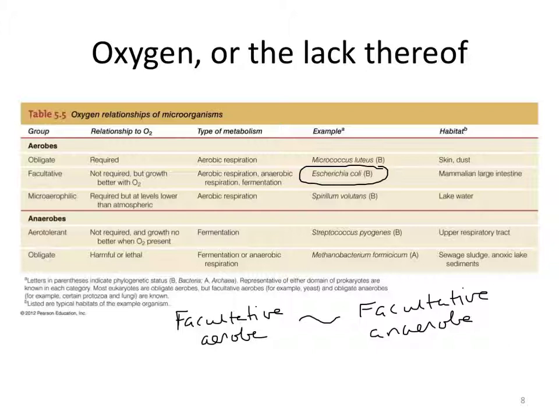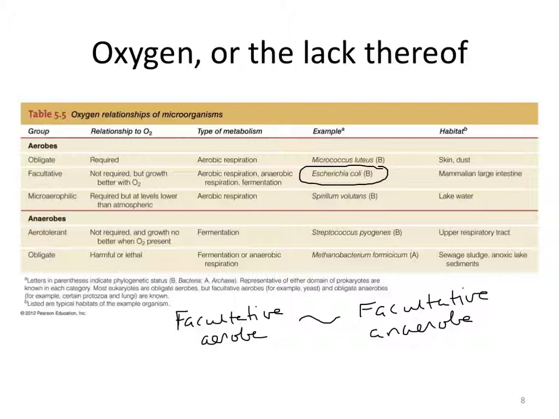Okay? Microaerophilic organisms require oxygen, but they like them at levels lower than atmospheric. So they like them at low concentrations of oxygen. They use aerobic respiration, but you could think of them using it more moderately than the true aerobic respirers, the obligates. In the anaerobic world, we have two categories. We have aerotolerant anaerobes and obligate anaerobes.